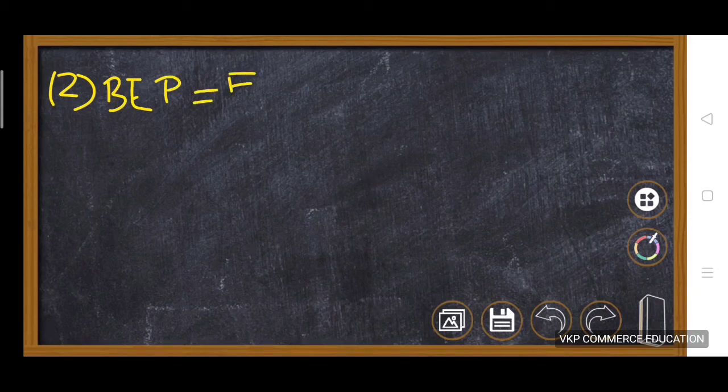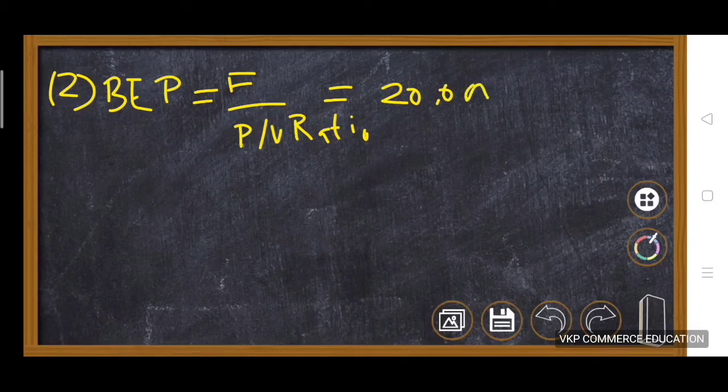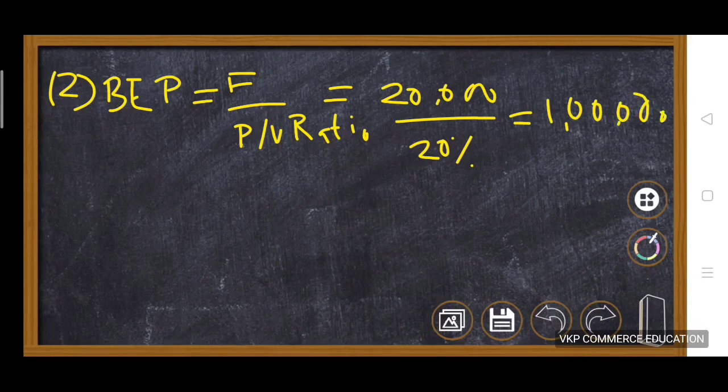Let us see. Break even point is equal to fixed cost by PV ratio, because already we calculated PV ratio. From that information we are going to calculate BEP. So here BEP is equal to fixed cost rupees 20,000 divided by PV ratio 20%, which is equal to 1 lakh. That is the BEP or break even point.